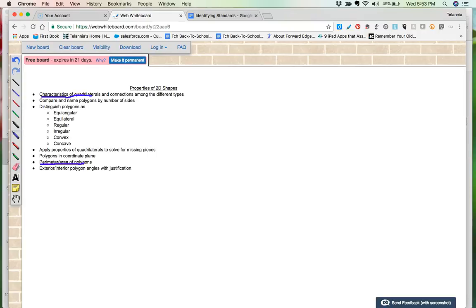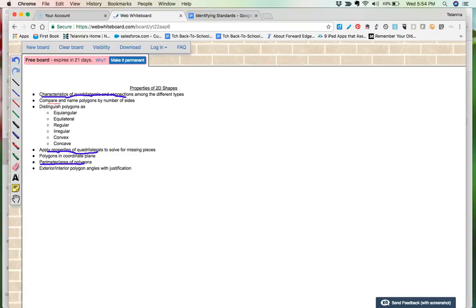Characteristics of quadrilaterals is a big one, because it's used a lot in design principles. Applying these properties of quadrilaterals. So I highlight sort of what is a huge piece. And then I may even in a different color highlight what are some nice things to know, but I'll be okay if the kids didn't master it.